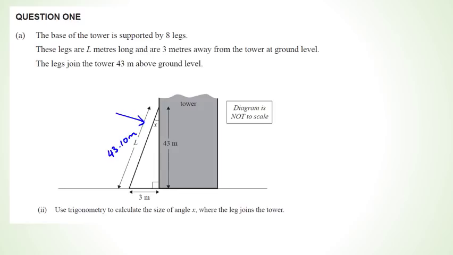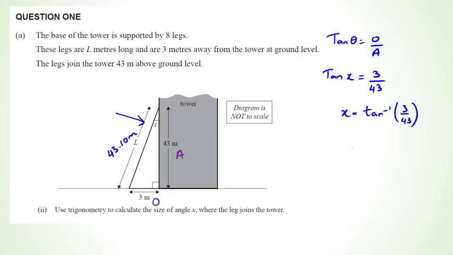You could use sine, cos, tan, whichever one you want. The one I'm going to use is tan, because I know that these two measurements are already given to me, so 3 is going to be opposite, and 43 is going to be adjacent. So tan of an angle is opposite over adjacent. Then tan of X is equal to 3 over 43, and so X is equal to inverse tan of 3 over 43, which happens to be 4.0 degrees.